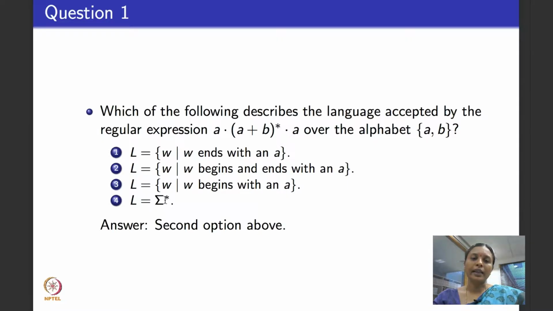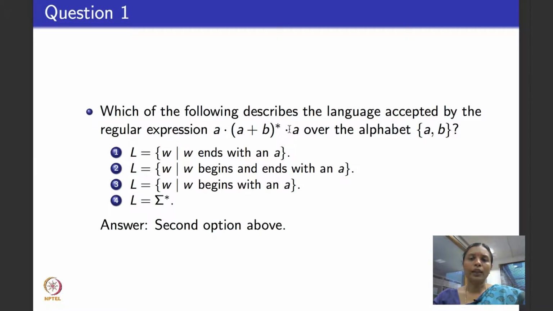The fourth option says L is sigma star. Read sigma star as, for sigma equal to a, b, the set of all words over a, b. Which of these 4 options is correct? The correct answer, as given here, is the second option, which is the language of all words that begin and end with an a. Why is that a correct option?